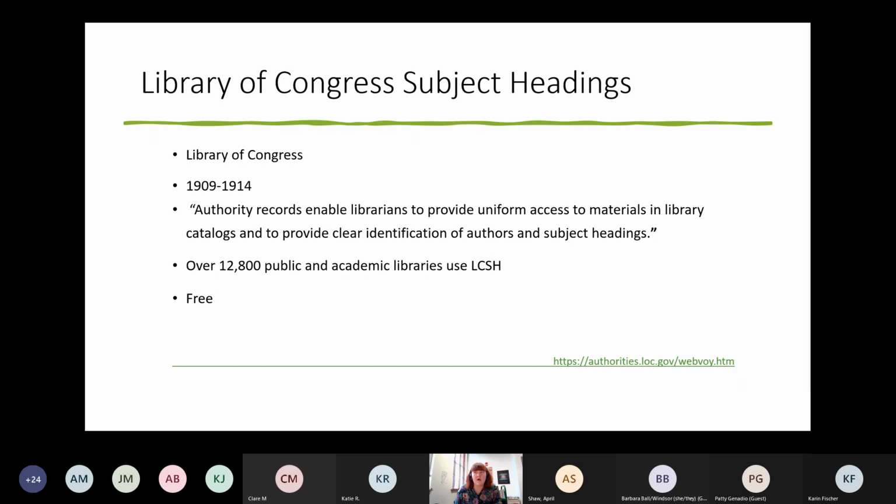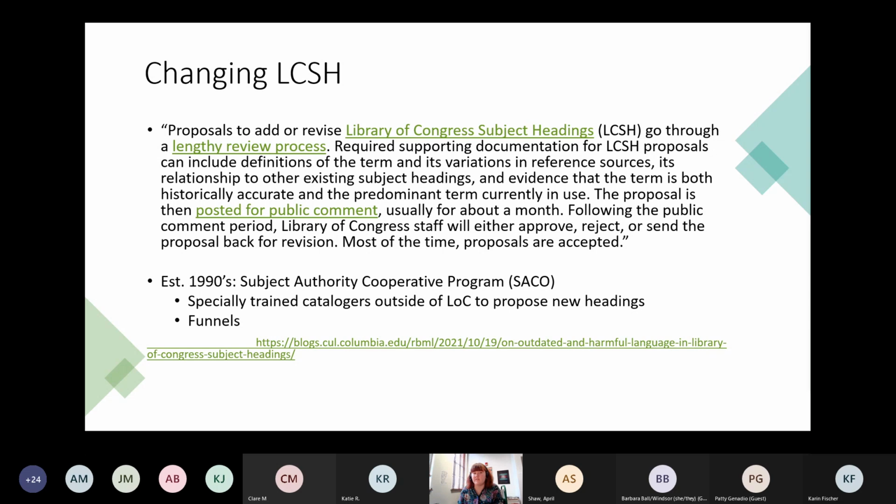There's a lot of work around changing the Library of Congress subject headings. They have a way to submit proposals to add, update, or revise the headings. They go through a lengthy review process. There is documentation required, which includes the definition of the term and its variations in reference sources.